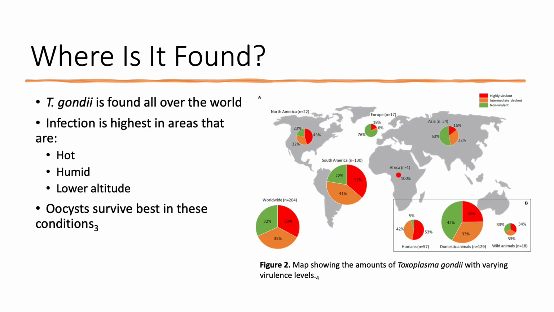So where can this parasite be found? Interestingly enough, Toxoplasma gondii is actually found all over the world. Definitely though, rates of infection are highest in areas that are particularly hot, humid, or at a lower altitude. So anything along the equator, or something more tropical, is definitely going to have higher rates of infection in those areas. And the reason for this is because the oocysts from this parasite actually survive best in these conditions.